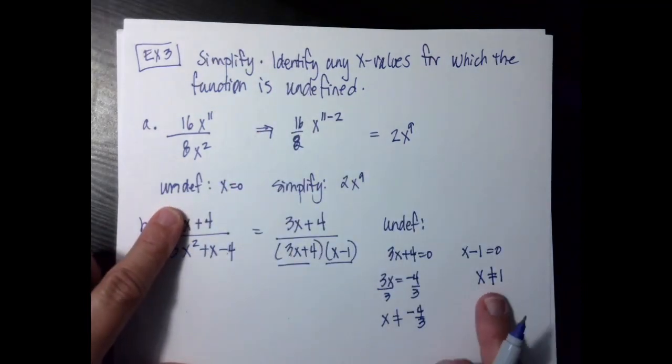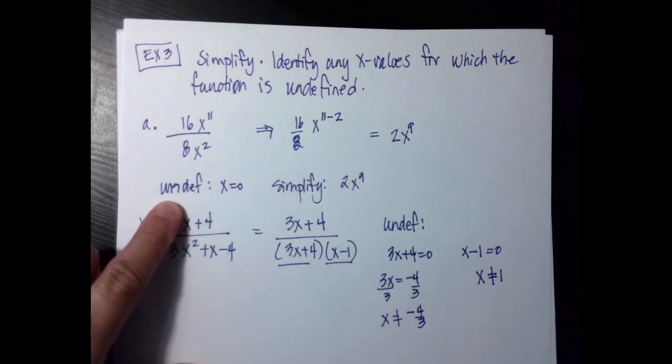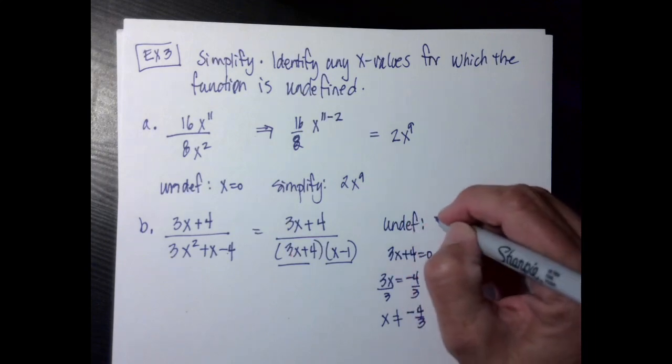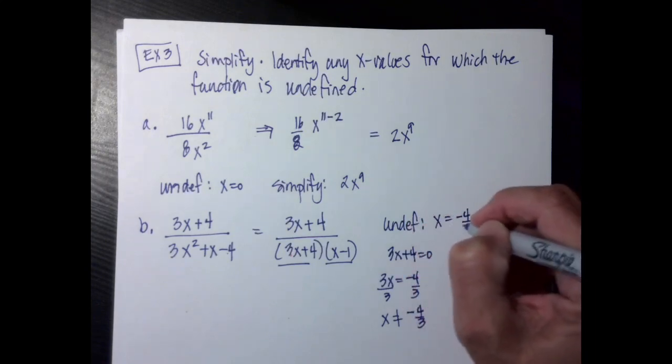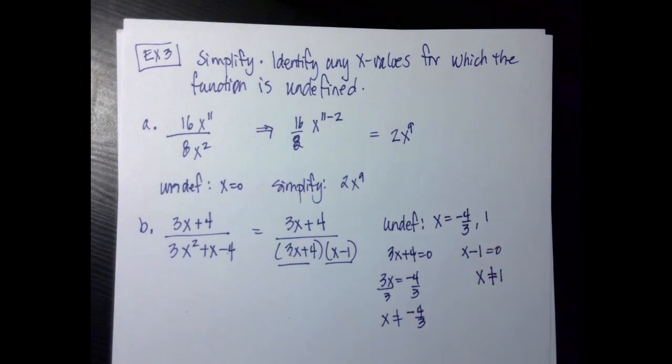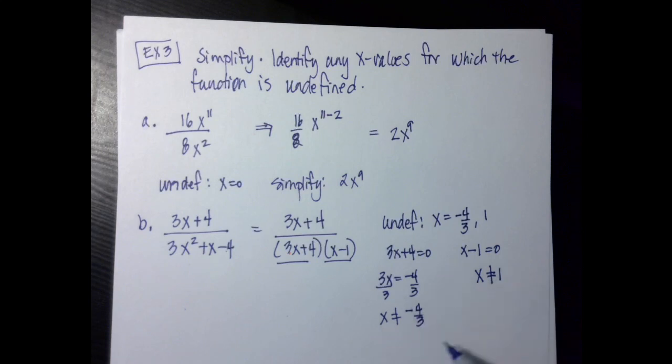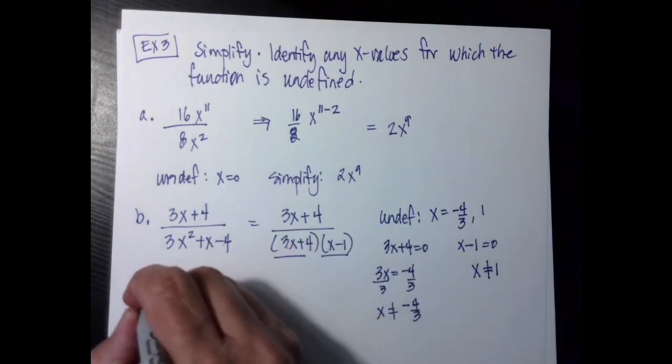All right, notice that I can write this either of two different ways. I can tell you what x can't equal, or I can tell you where the function is undefined. So in this one, I've done it both ways, so I'm going to write that the function is undefined when x is a negative 4 thirds and 1. You can either do this method or this method. I kind of prefer this one, but either is fine. So now let's talk about simplifying.